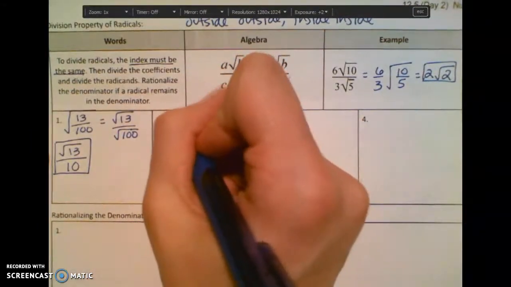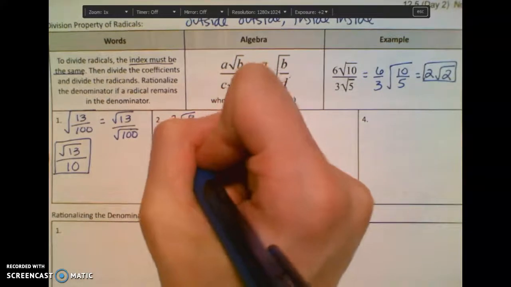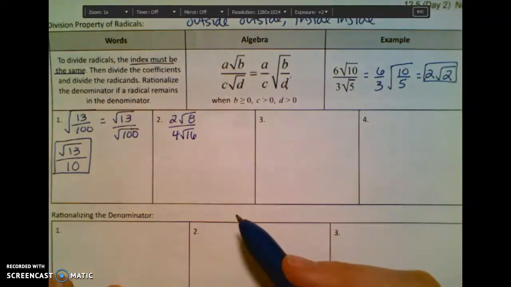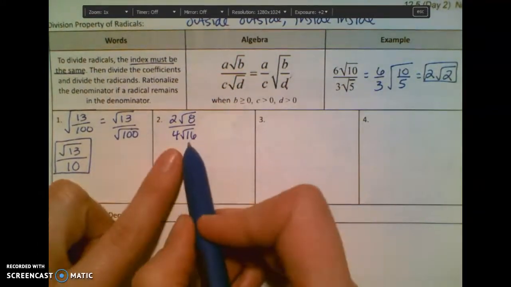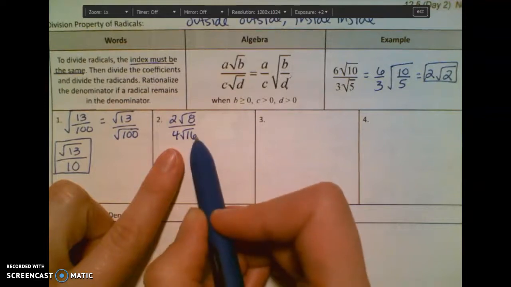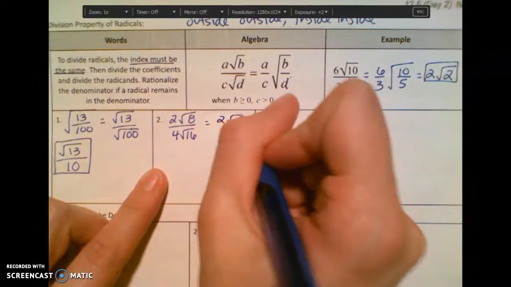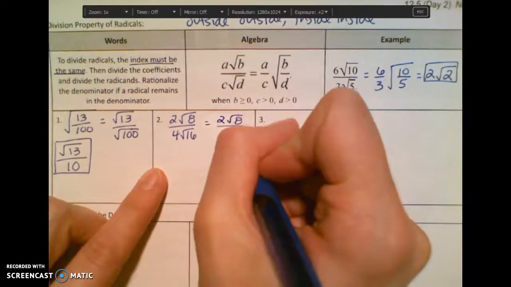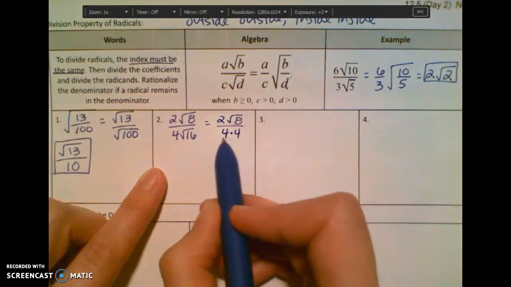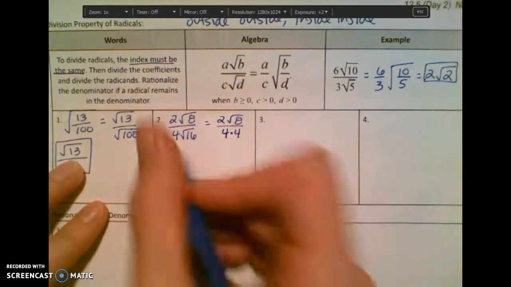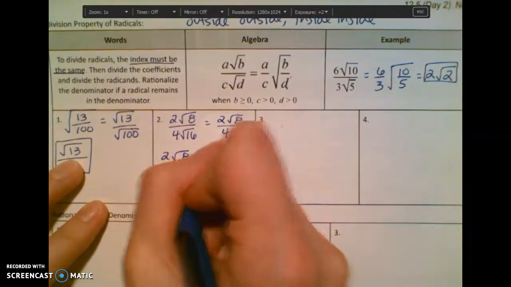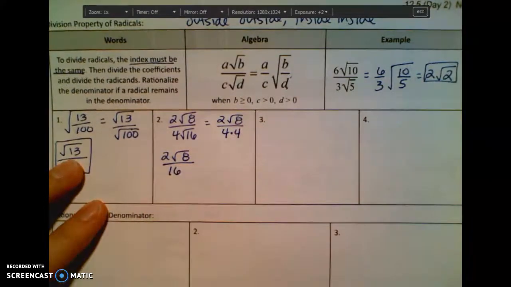Next one, we have 2 root 8 over 4 root 16. The first thing to notice here is the square root of 16 is a perfect square. And what is it? It's 4. So we can actually rewrite this as 2 root 8 over 4 times 4. Well, we know that 4 times 4 gives us 16. So we have 2 root 8 over 16.